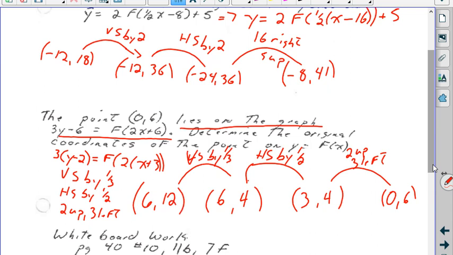So this is that working backwards idea. What are the transformations? If you're working backwards, your move is always the last one you do. So we started at 6/12, vertically stretched by 1/3, horizontally stretched by 1/2, and went 2 up and 3 left. Are there any questions on this?